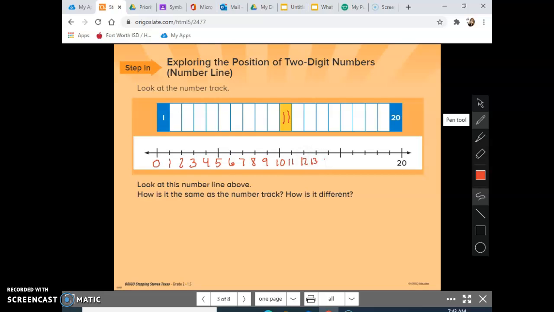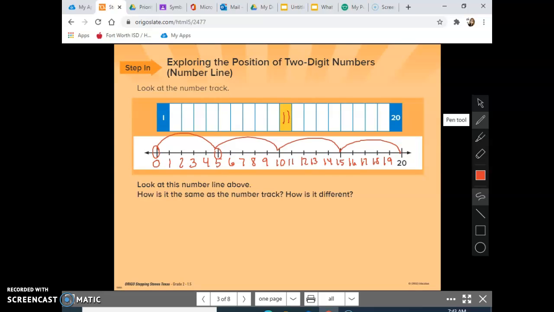12, 13, 14, 15, 16, 17, 18, 19. So that means that it too is skip counting by 5s when we're using these larger lines. So 0, 5, 10, 15, 20. All right? So the longer lines are counting in intervals of 5.